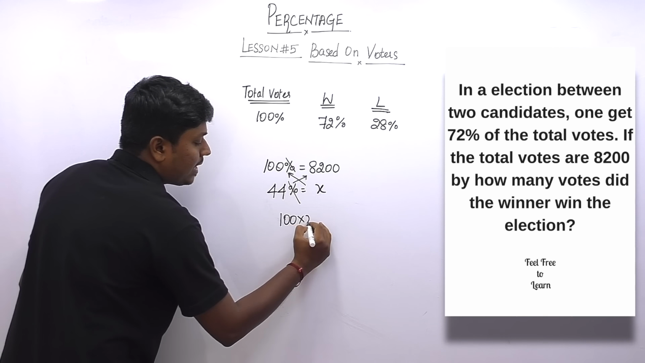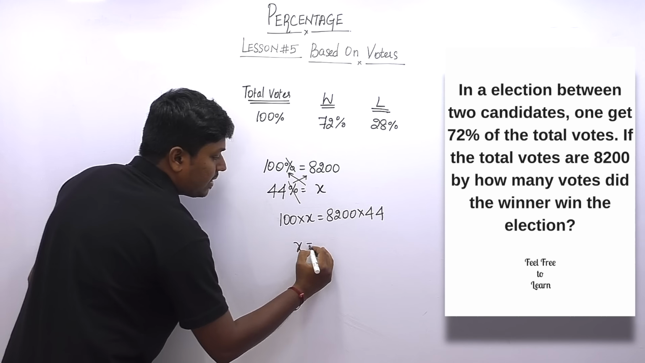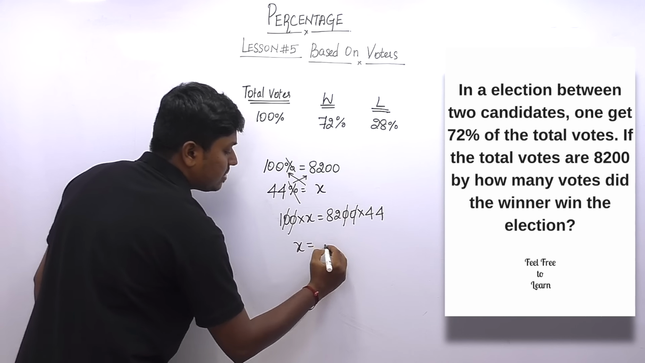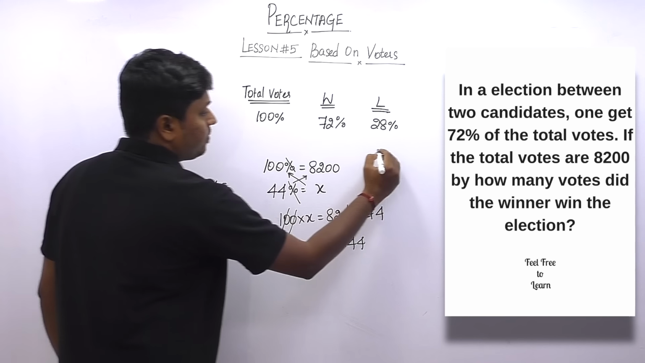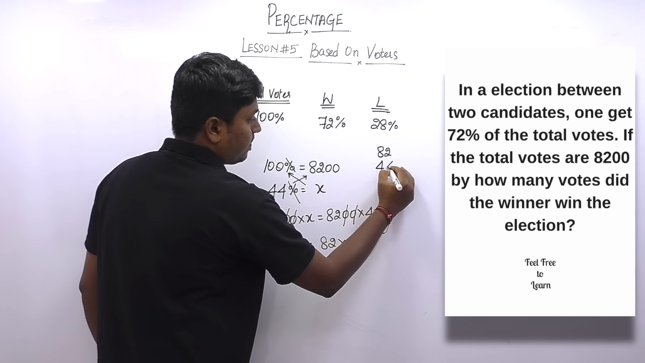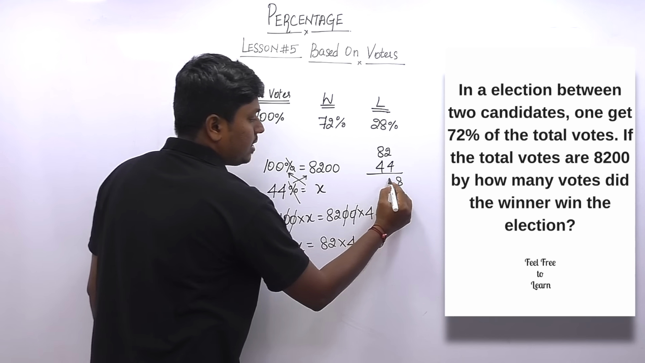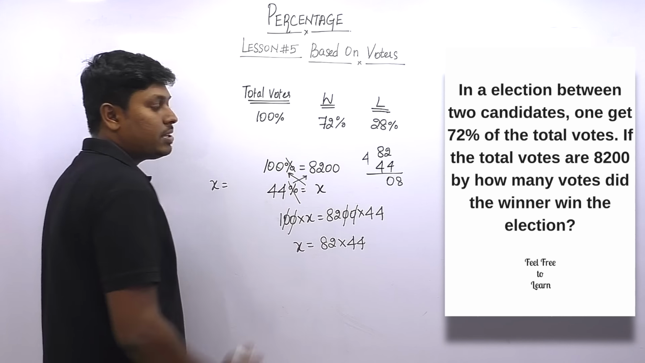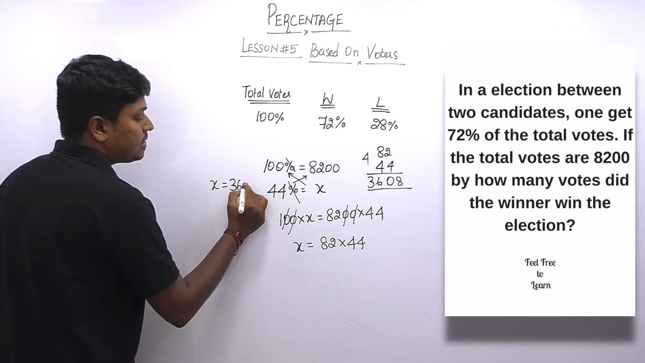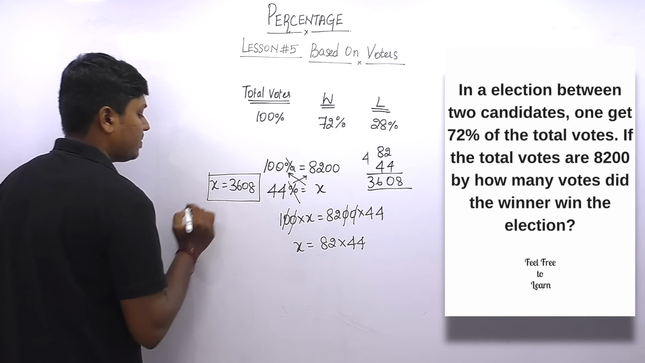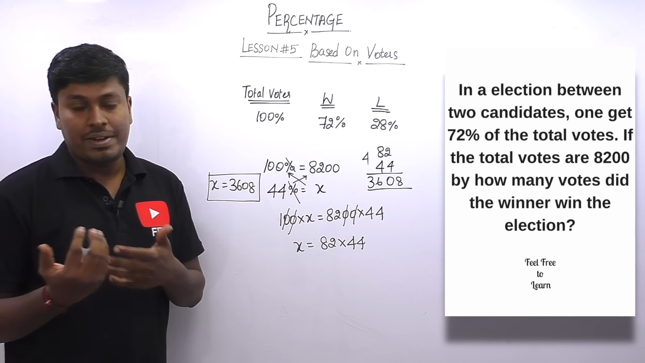So 100 into x is equal to 8,200 into 44. So x is equal to, we can cancel 0 and 0, and cancel 0 and 0 again. So finally 82 into 44. Now we multiply 82 and 44. 4 into 2 is 8. 8 4s are 32. 4 2s are 8. 32 plus 8 is 40, so the remaining is 4. 8 4s are 32. 32 plus 4 is 36. So 3608. So finally we can say that 3608 is the majority, which means the winner got 3,608 votes more when compared to the other candidate.